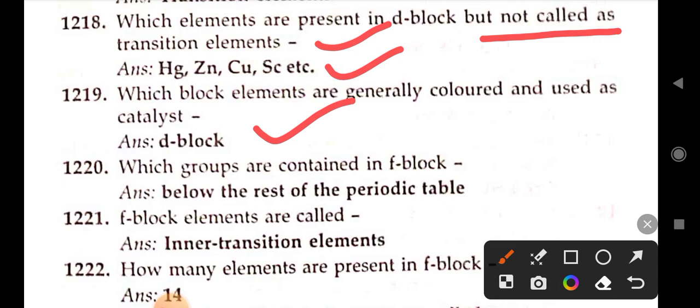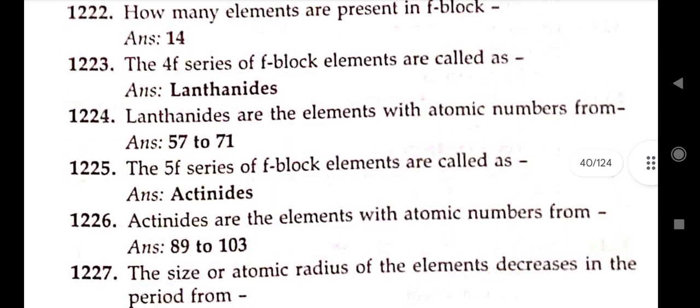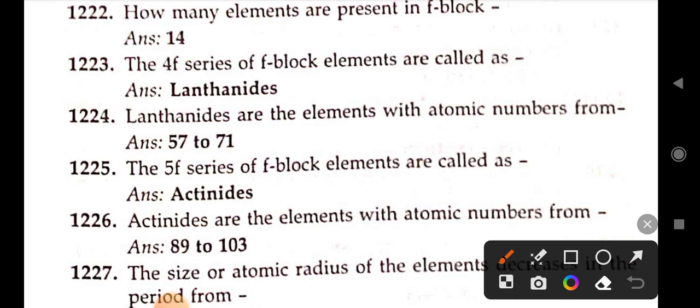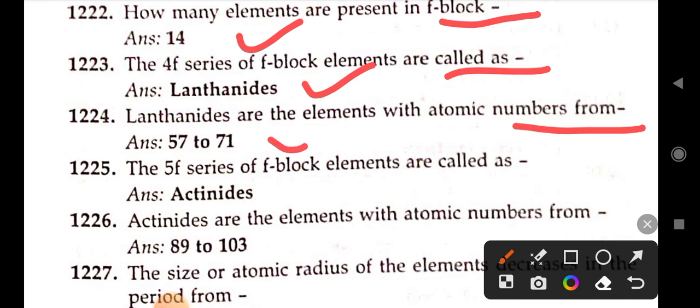Below the rest of the periodic table. f block elements are called inner transition elements. Next, how many elements are present in the f block series? The right answer is 14. The 4f series of f block elements are called lanthanides. The lanthanides are the elements with atomic number from 57 to 71. The 5f series of f block elements are called actinides. The actinides are the elements with atomic number 89 to 103.